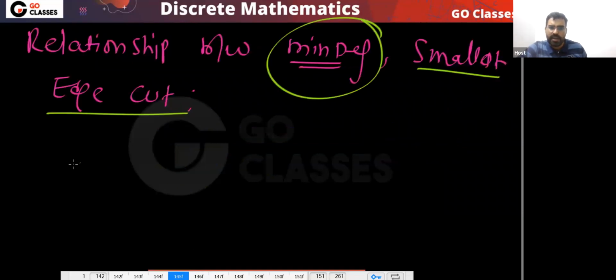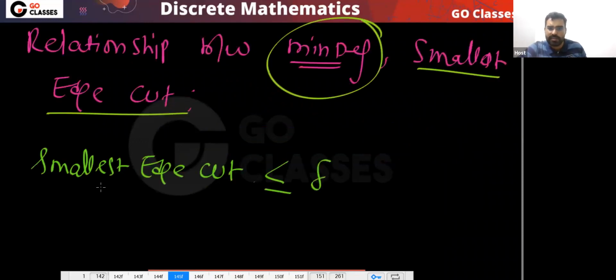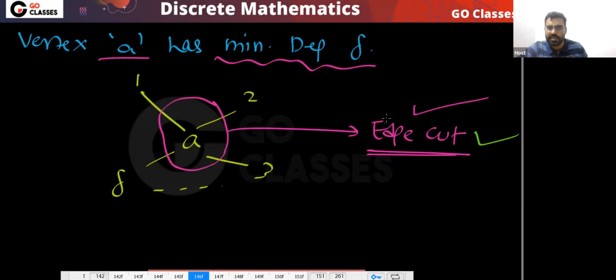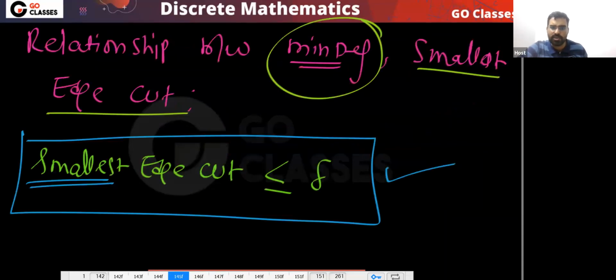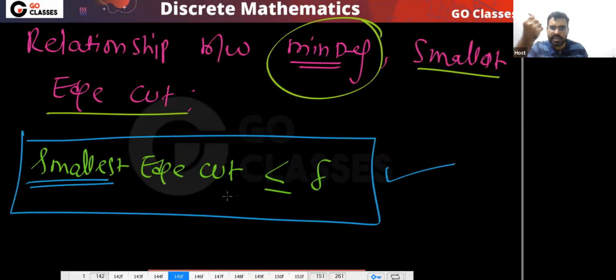So finally, what can I say about the smallest edge cut size? Remember, this is definitely an edge cut. So the smallest edge cut will be less than or equal to delta, because this is already an edge cut. You can remove these edges, and then your graph will disconnect. So finally, I can say that the smallest edge cut is less than or equal to delta. Okay, very simple.